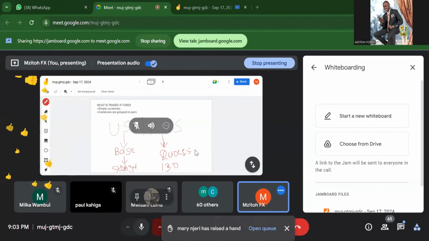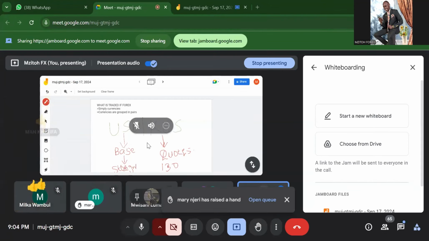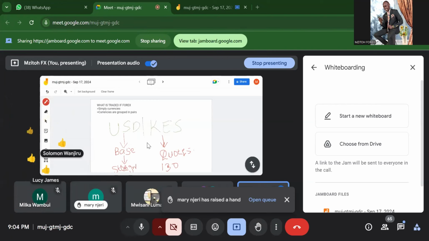So we have said currencies are grouped in pairs. You cannot trade a currency against itself. It has to be a currency against a different currency. The first one in the pair is called the base currency. The second one in the pair is called the quote currency. The first one in the pair is the stronger one. The second one is the weaker one. Every time you are pairing a currency, you have to start with the stronger one.